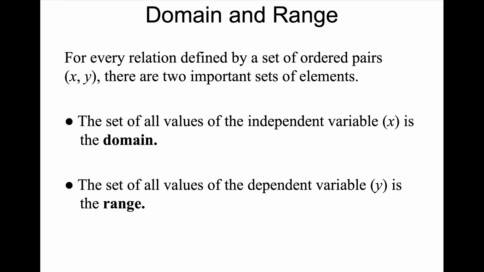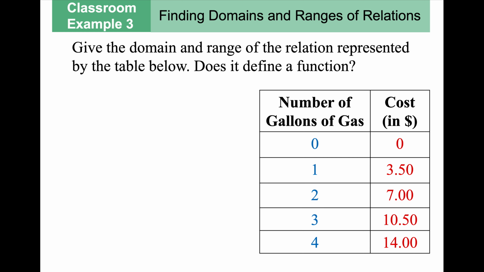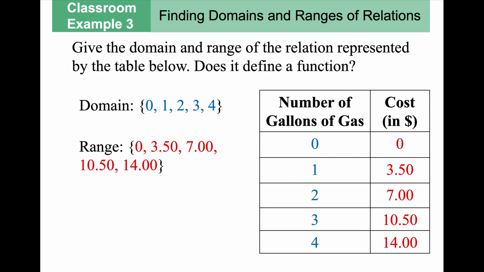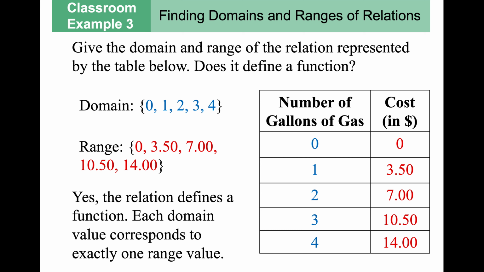For any relation that's defined by a set of ordered pairs, the domain is all the x values, or the independent variables. The range is all the y values, or the dependent variables. So here I have this table. Any table you're given, the first column is always considered independent, or x. The second column is always considered dependent, or y. So the domain is the set of x's and the range is the set of y's. It's that simple. You just have to keep straight which side of the table you're looking at. If I want to know if it's a function, I have all unique x values, so yes, it's also a function.